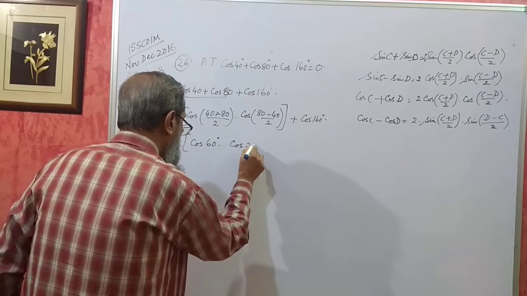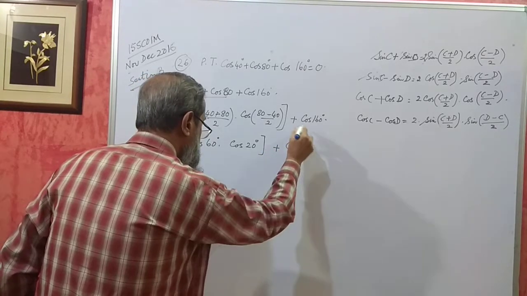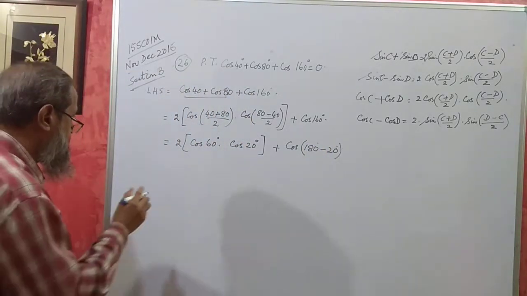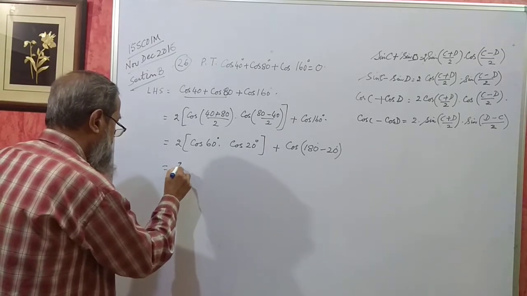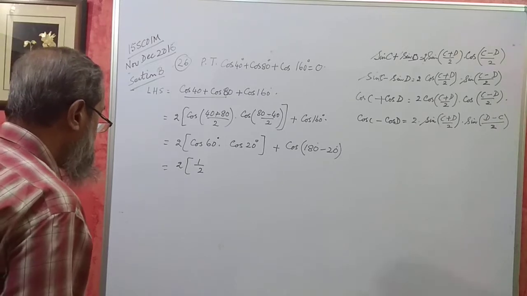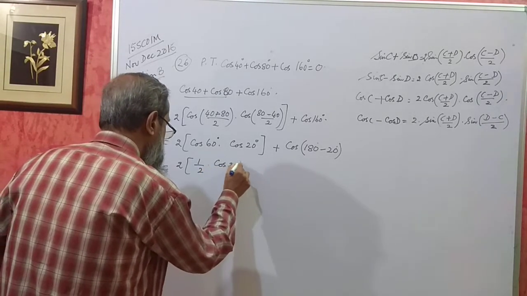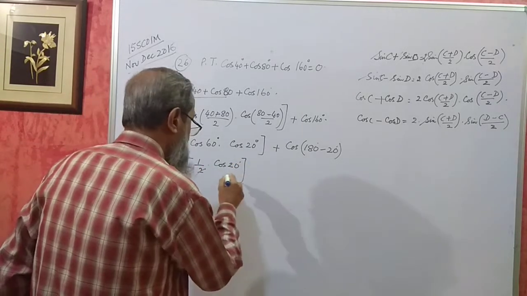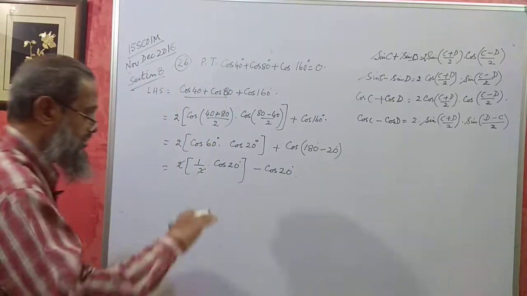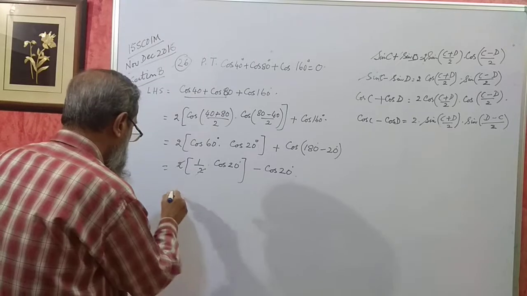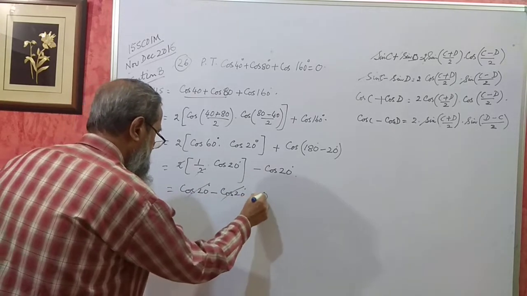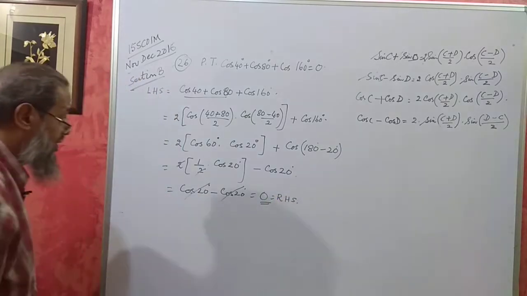plus cos 160 can be written as, again, 180 degree minus 20 degree. So this will be 2 into cos 60 is half into cos 20. This 2 gets cancelled. What we are left with is cos 20. This becomes minus cos 20 because it is in second quadrant. 180 minus means it is in second quadrant. So minus cos theta. So you have got cos 20 degree minus cos 20 degree. So one is positive, one is negative. So this will be equal to 0. That is the right hand side. This is for 5 marks.